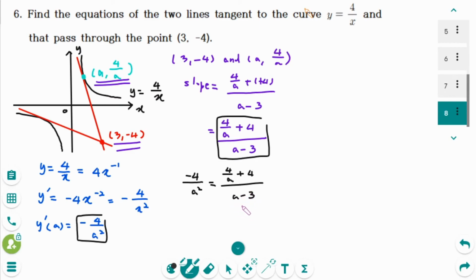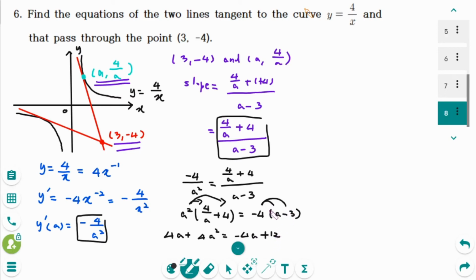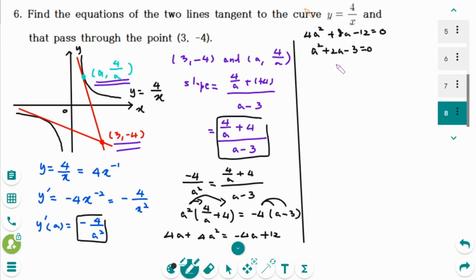Then cross multiply. The first one, a squared times 4 over a plus 4 equals minus 4 times a minus 3. Then expand: 4a plus 4a squared equals minus 4a plus 12. Then move right term to the left. So 4a squared plus 8a minus 12 equals 0. Then divide by 4 on each side. A squared plus 2a minus 3 equals 0. So a plus 3, a minus 1 equals 0. So a equals 1 or minus 3.